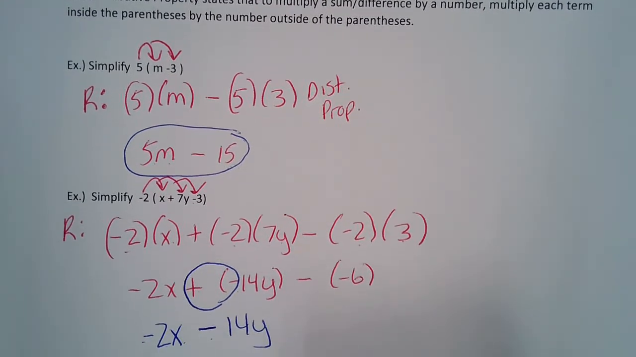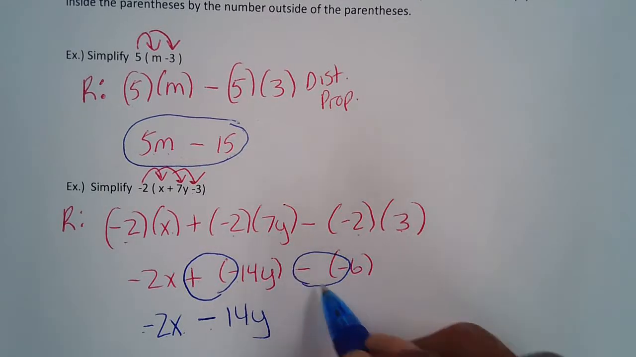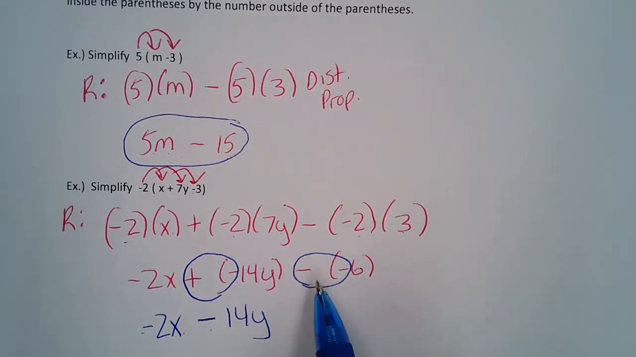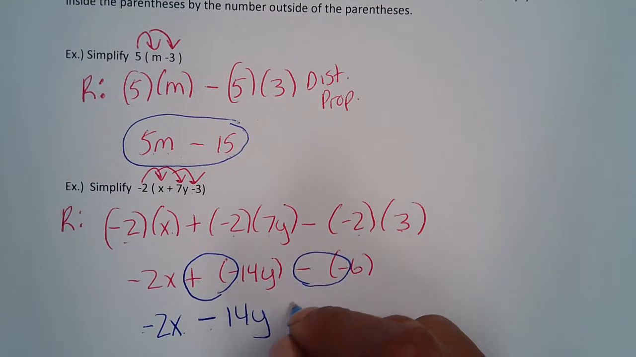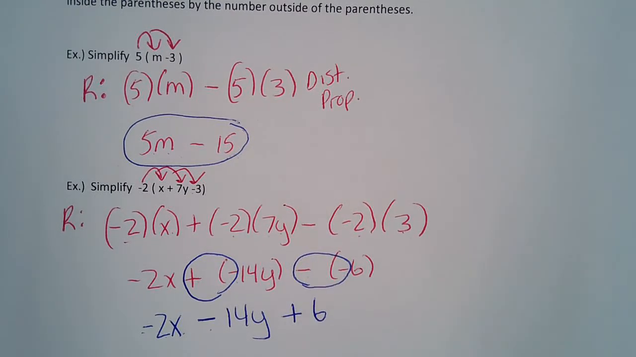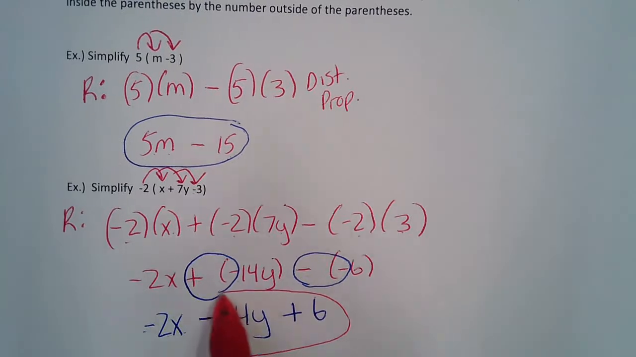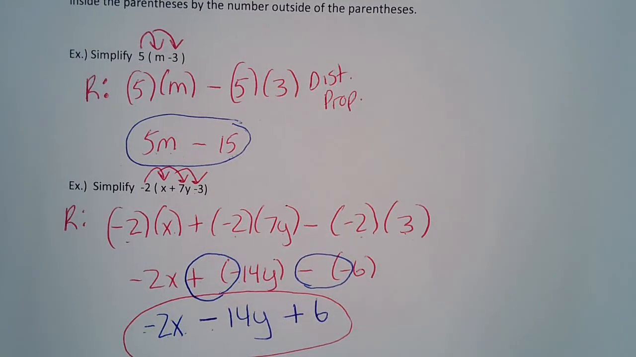And then you can apply a similar rule over here. In this case, you have two negatives, and we know that a negative times a negative is a positive. So we're going to change that to plus, and it becomes plus 6. So now, because I don't have any like terms that I can combine, my final answer is negative 2x minus 14y plus 6.